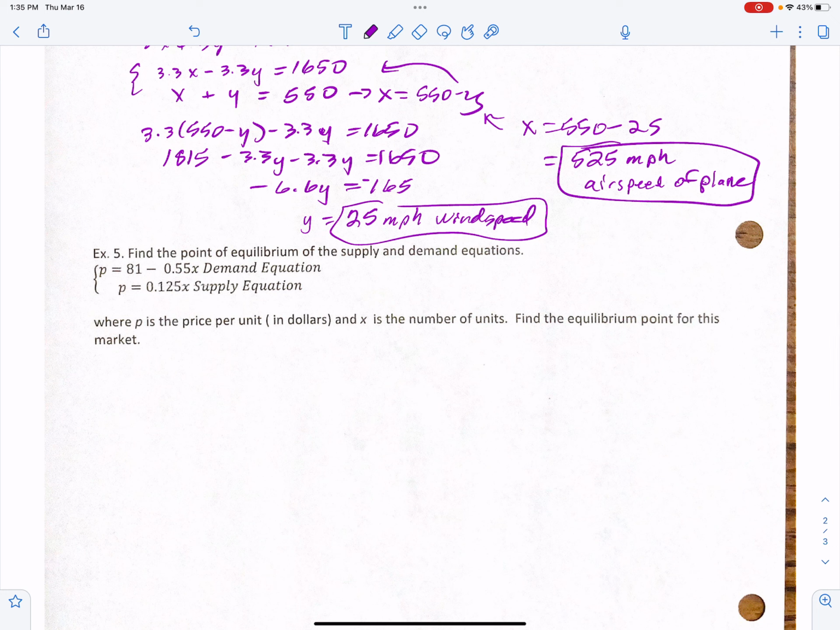Lastly, point of equilibrium of the supply and demand equations. We have a demand equation and a supply equation. And equilibrium is simply when the demand equals the supply. And they're giving you the demand and the supply equations. So we want to know when they are equal. And note P is the price in dollars and X is the number of units. So since they're both equal to P, I can just set them equal to each other.